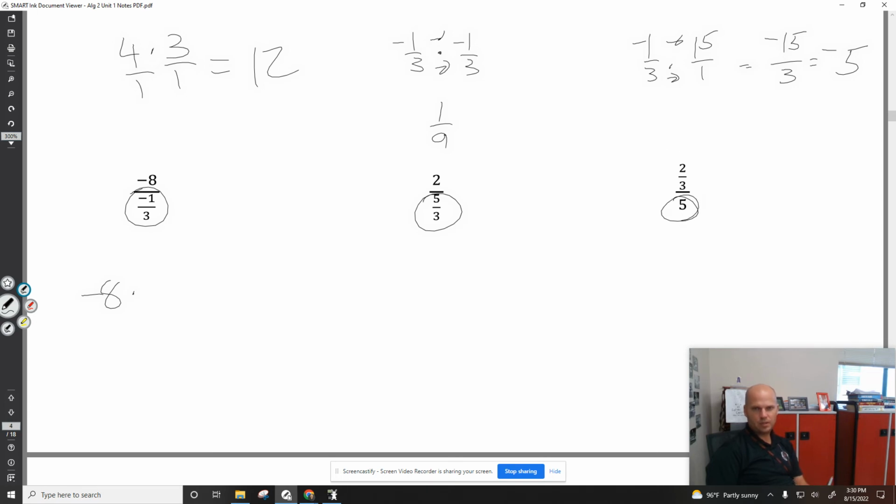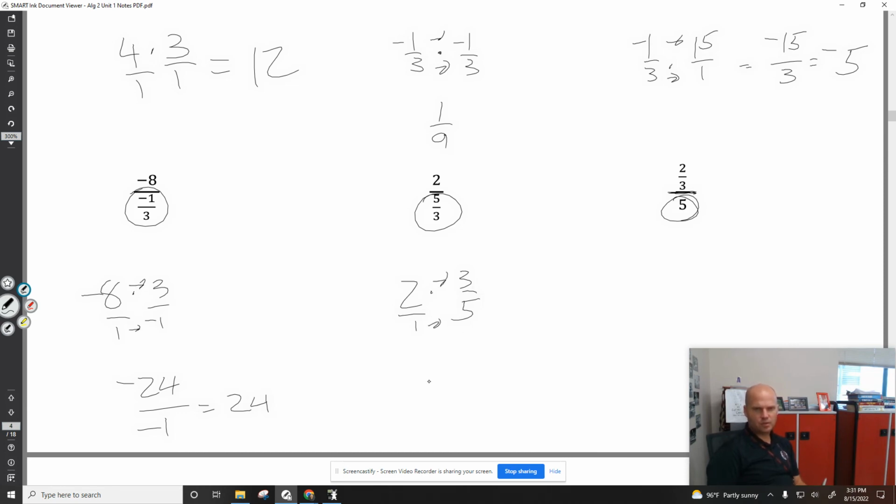This one's tough to see, but this is 2/3 divided by 5. So this flipped, 3 over -1. This flipped, 3 over 5. Put some ones under there if you need to. Oh, a negative times a negative. Maybe you don't see it now, but 8 times 3 is 24. Negative divided by a negative, positive. If you multiply it straight across, boom, we got it.